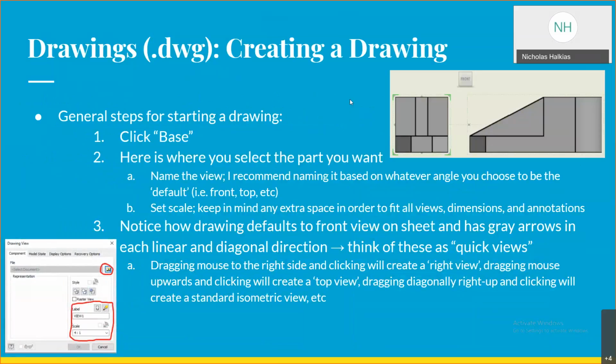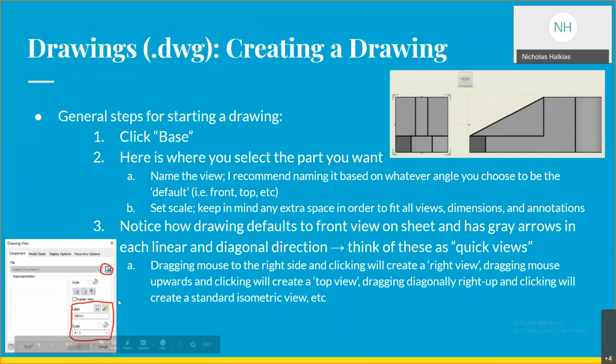So the basics of creating a drawing. Assuming you have already made a part, you would click base, as I showed before in the top left. You would select the part that you want, and then this window in the bottom left would show up. You can label it, change the scale. Again, it's important when you're setting your scale to also keep in mind any extra space you might need for all the views you want and all the dimensions you want to include.